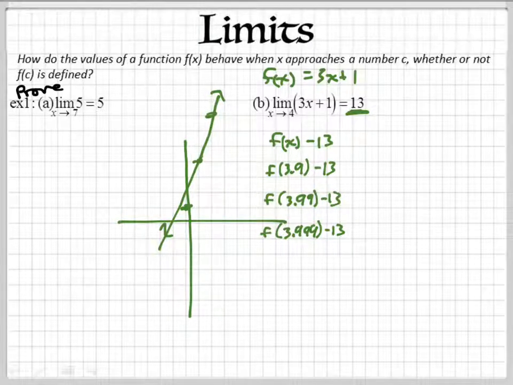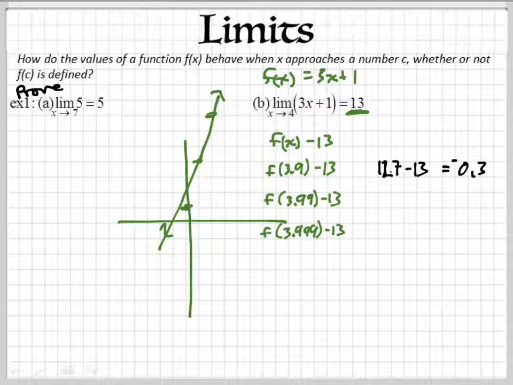Negative 0.3. Okay, so you got negative 0.3, right? Minus 13. Oh, you already did the subtraction. Oh, okay, cool. So can you tell me what you got for f of 3.9 first, so I can write it down? 11.7? 11.7, and you're subtracting 13. It's 12.7, yeah, 12.7. That's what I thought. Okay, and then you get 0.3, right? Actually, it's negative, right? Okay, and then what about this one right here? 12.97? And you subtract 13, what'd you get?